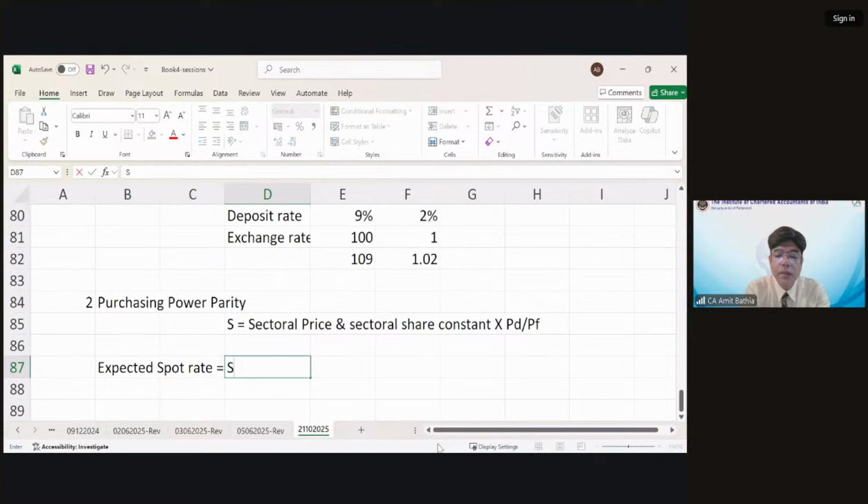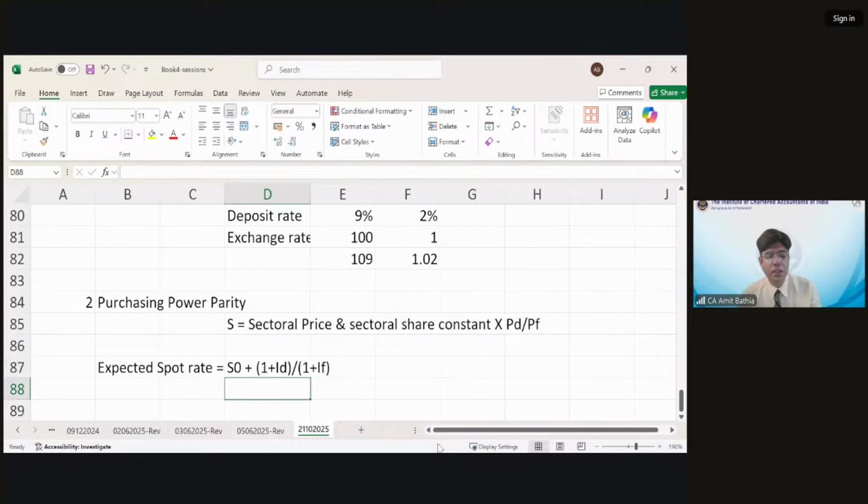My expected spot rate is S0 multiplied by 1 plus inflation in domestic currency, I_D, upon 1 plus inflation in foreign currency, I_F. Right? So this is your spot rate into (1 plus I_D) upon (1 plus I_F). Let me give a tangible example on this. Then it becomes easy to remember.